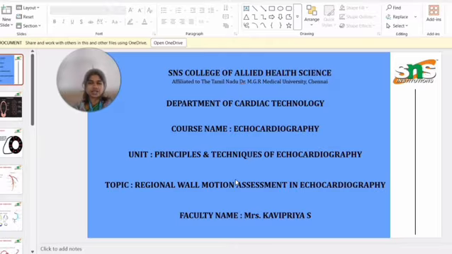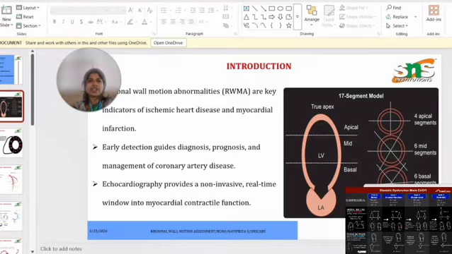Now, the lecture class is about principles and technique of echocardiography. It will explain what a regional wall motion abnormality is and how it can be identified in a patient using some criteria. Here, what does regional wall motion abnormality mean? It is a key indicator of ischemic heart disease, and of myocardial infarction also.